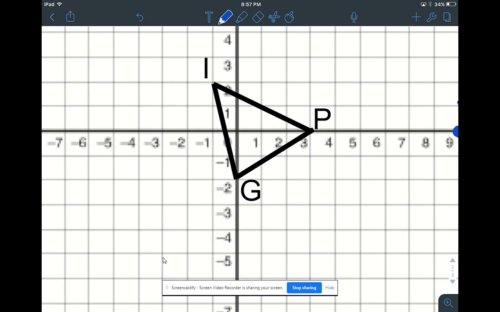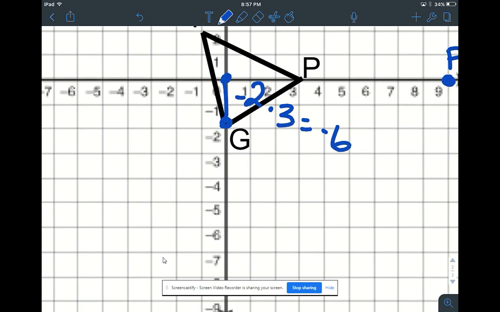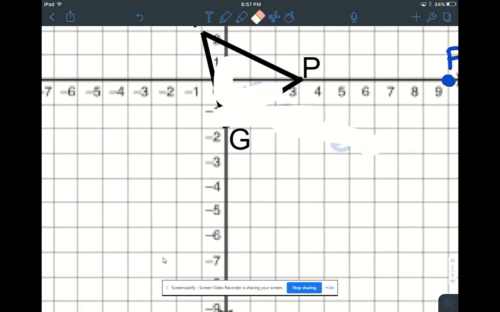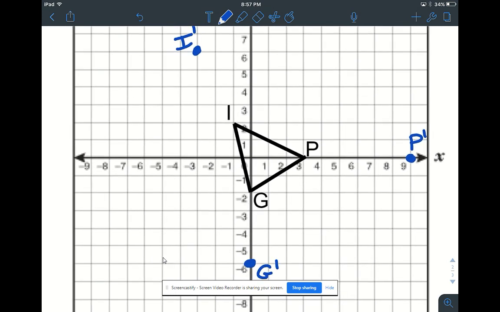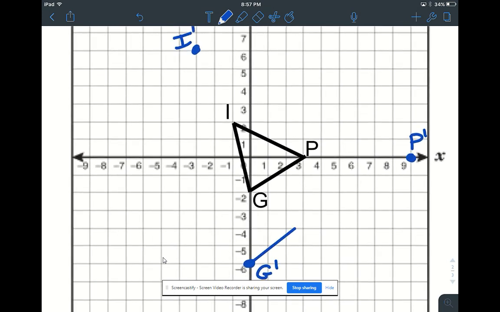And then lastly, G prime was on the y-axis, down 2. So if we go down 2, times that by 3, we need to go down 6 to get G prime. So G prime should be down 6. And then we connect them.